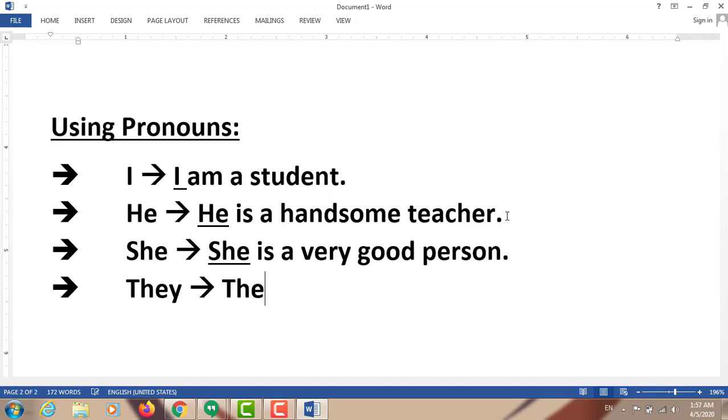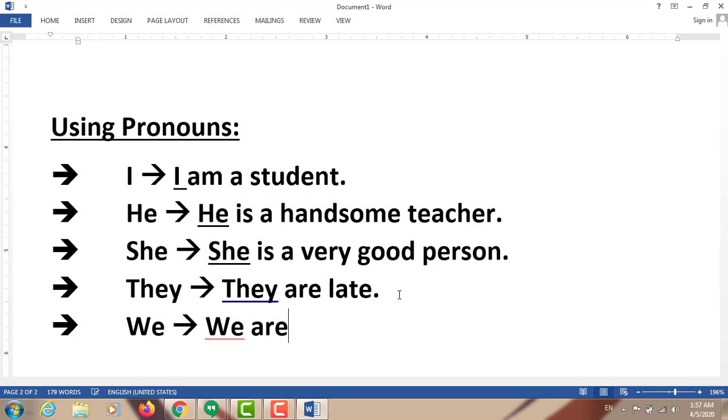Okay, for example, they are late. They are late. So this is they. It's used for plural, to point out a plural group of people. And this is we. Okay, we is used again for plural people, but in this case, you are included in those people.